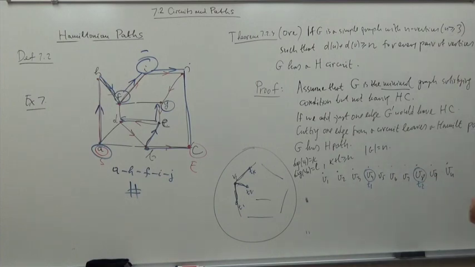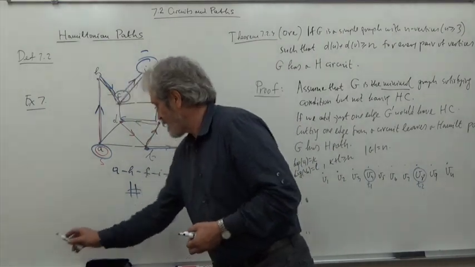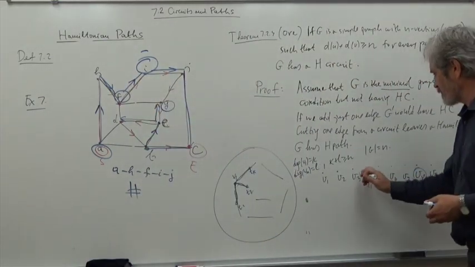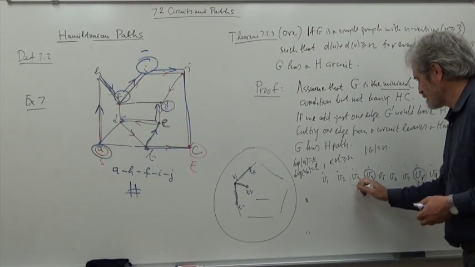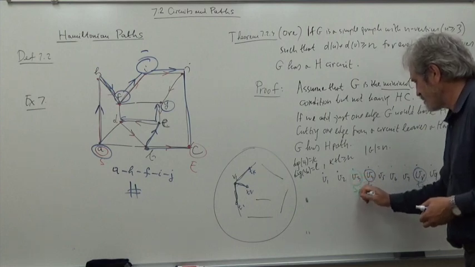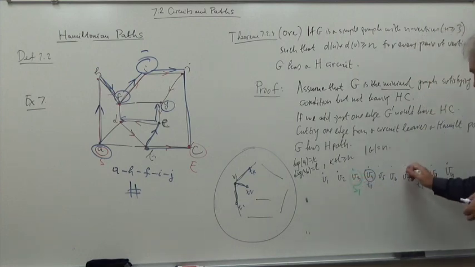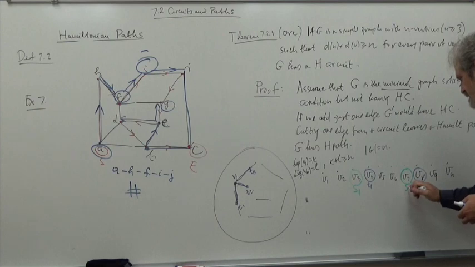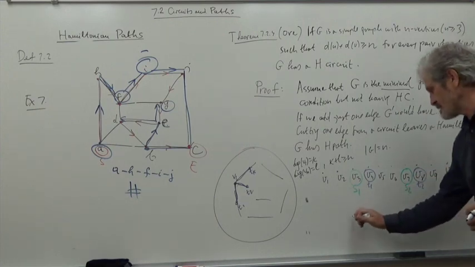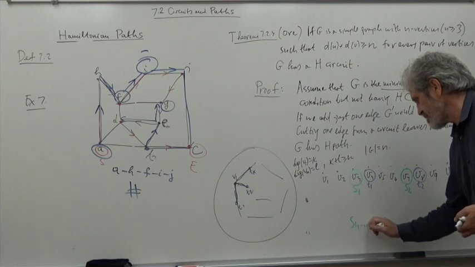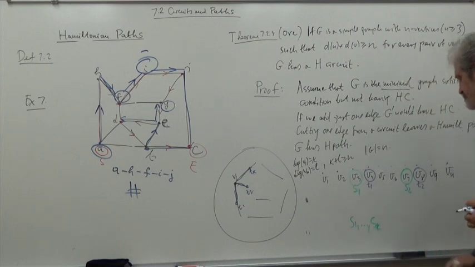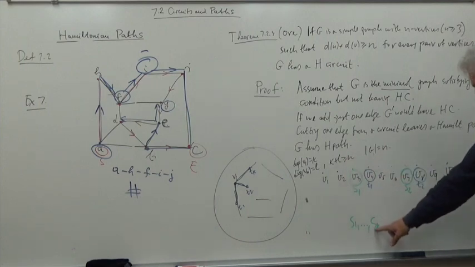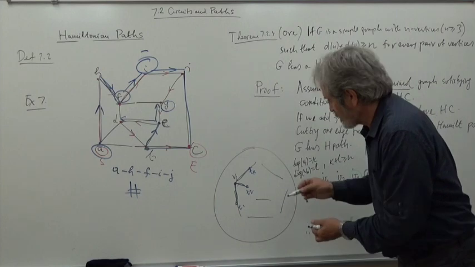Then I look at the members in the path preceding them. So before T1, I'll call this S1. Before this one, I'll call this S2. And so on. I have S1, S2, and Sk. And here is the crucial thing where we need our theorem. V1 must be connected with one of the S's.